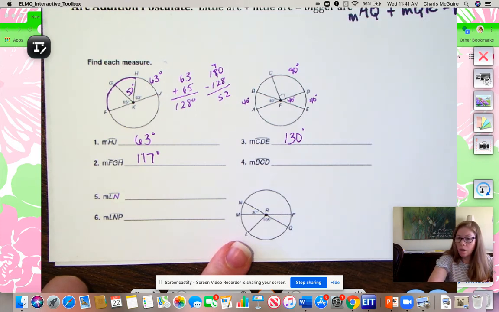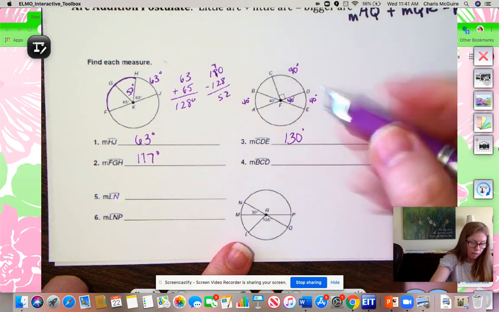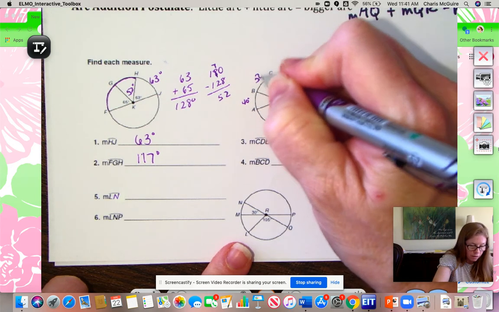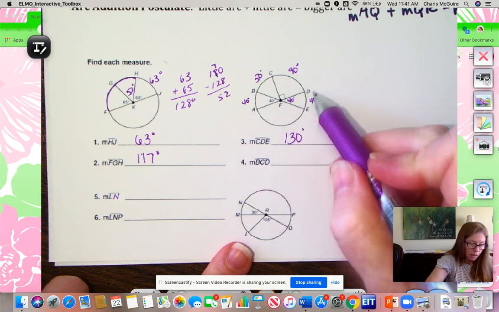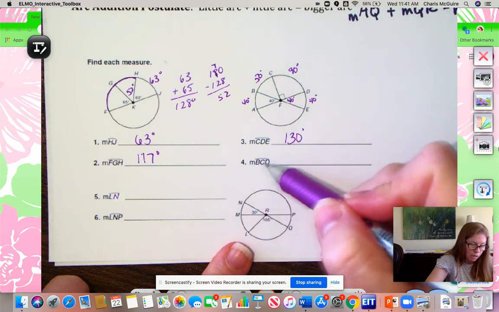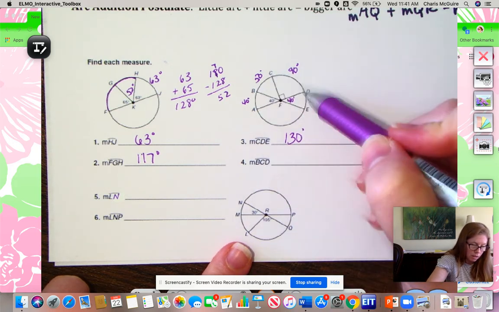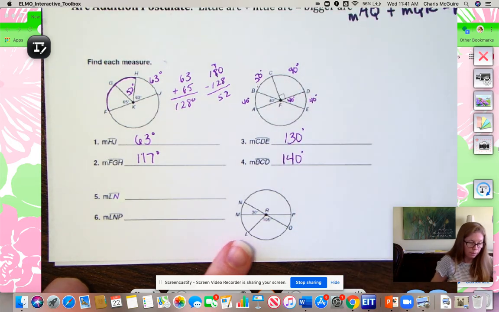For number 4, you should have gotten 140 degrees. So a couple of different ways that you could go about doing this. I think the easiest way is you know here that arc BC should be how big? 50 degrees is left over for that section of our semicircle, right? Because AD is a semicircle making 180. So BCD is this 50 plus 90, which is 140 degrees.